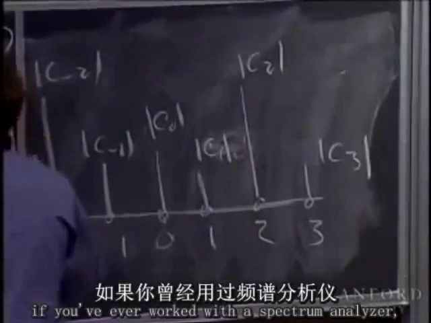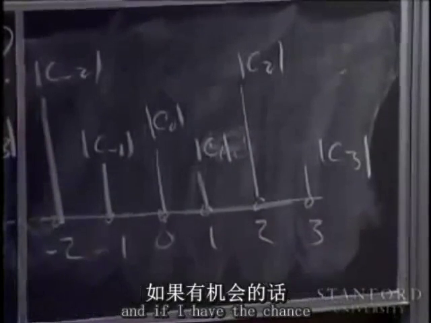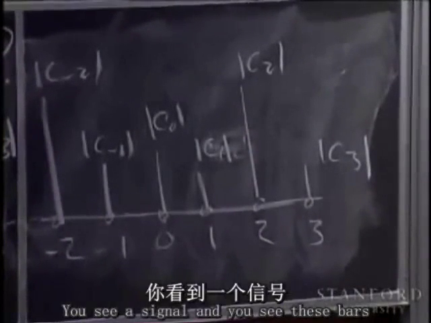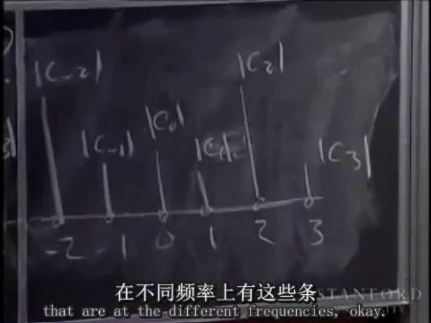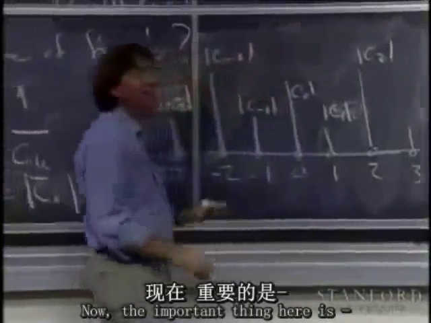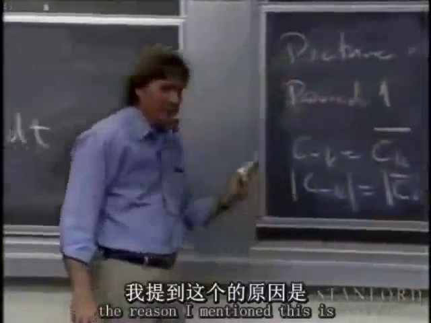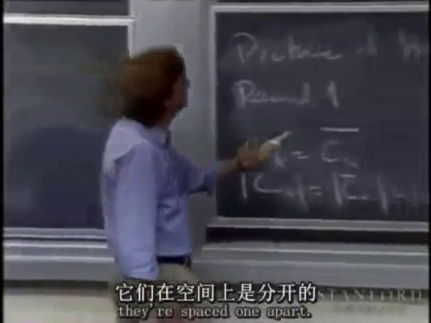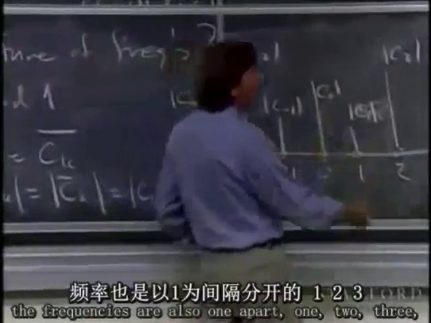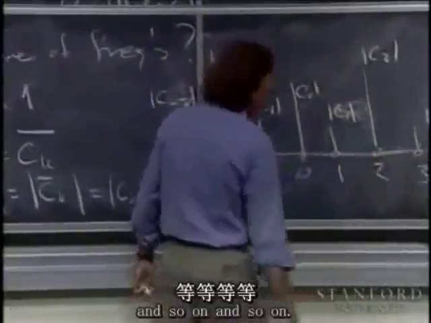In fact, if you've ever worked with a spectrum analyzer, and if I have the chance, I'm going to bring one into class, you see pictures like this. You see a signal and you see these bars at the different frequencies. Now, the important thing here is that they're spaced 1 apart. Because of period 1, the frequencies are also 1 apart: 1, 2, 3, and so on.